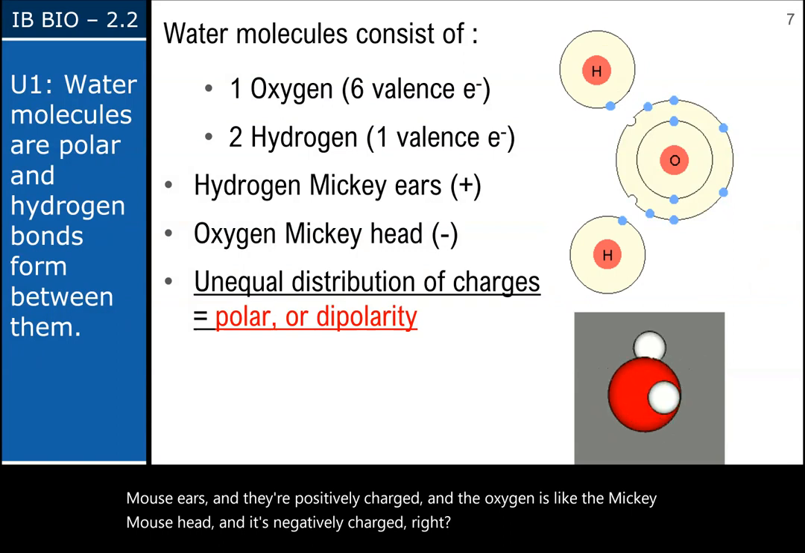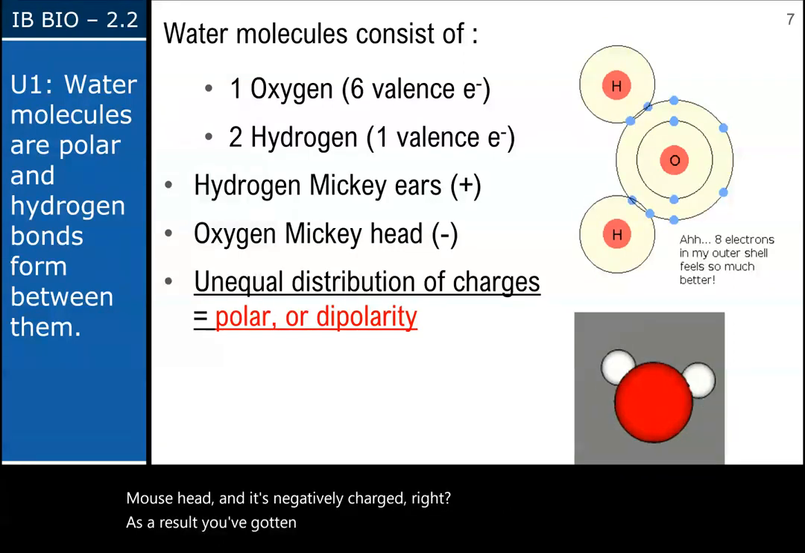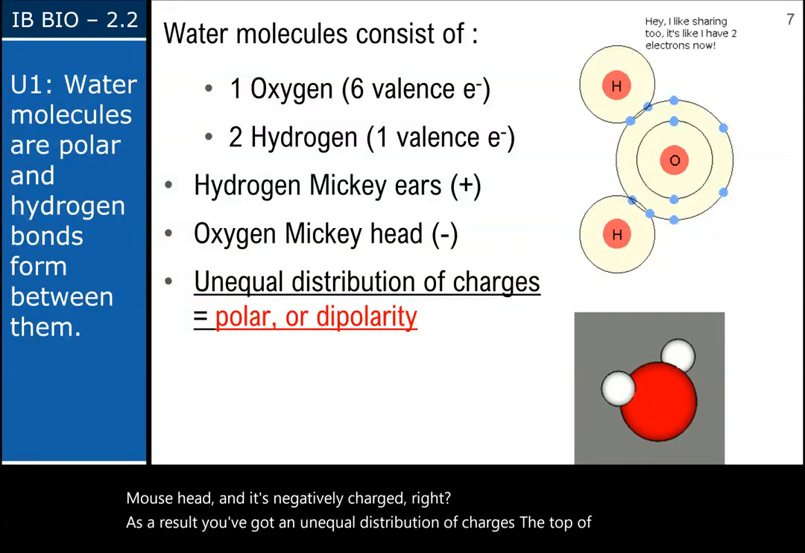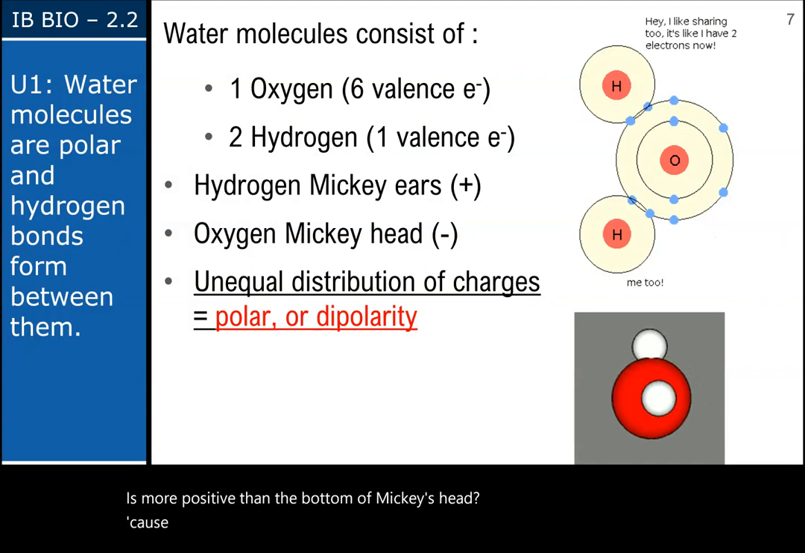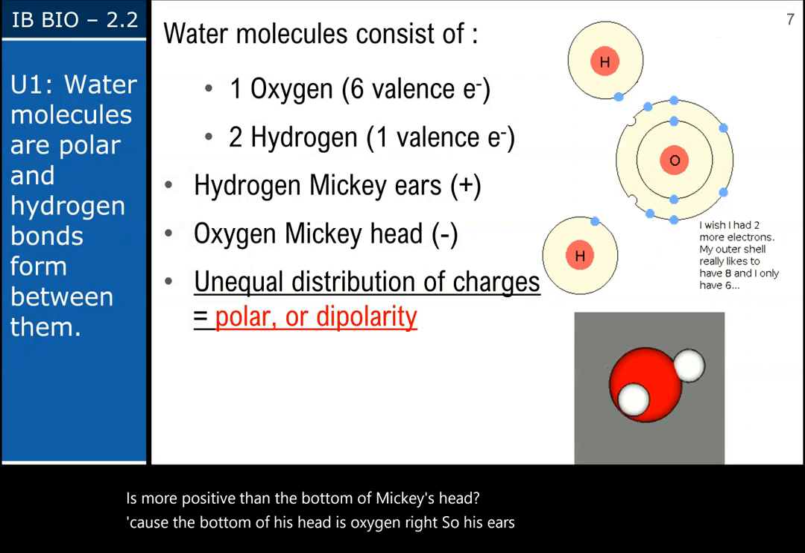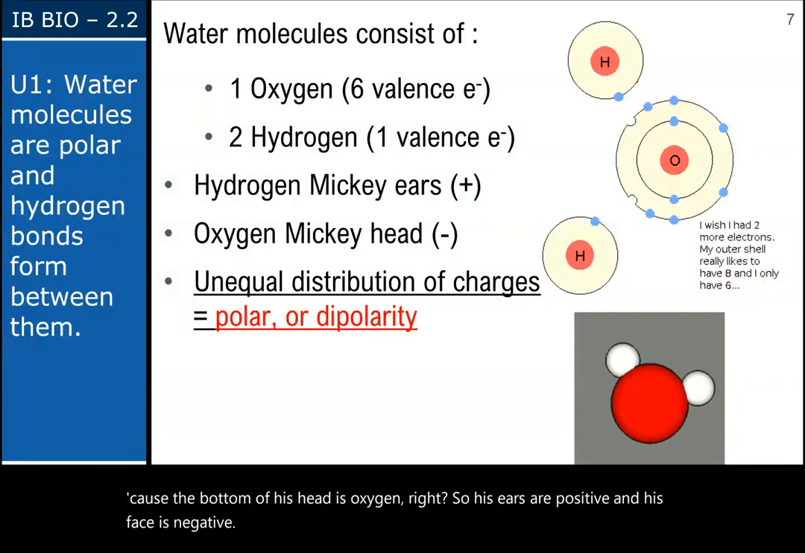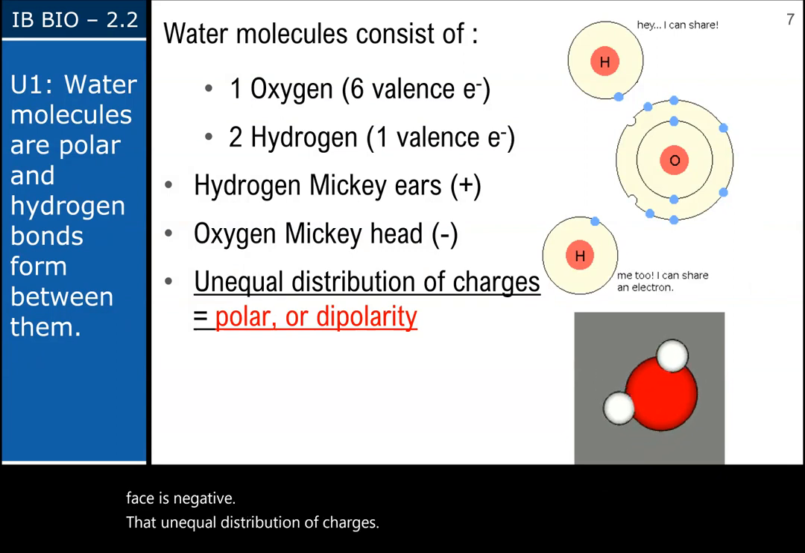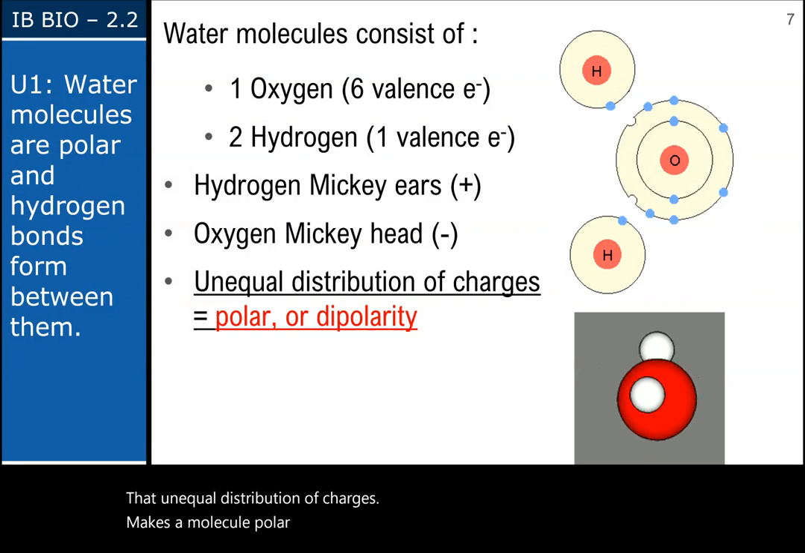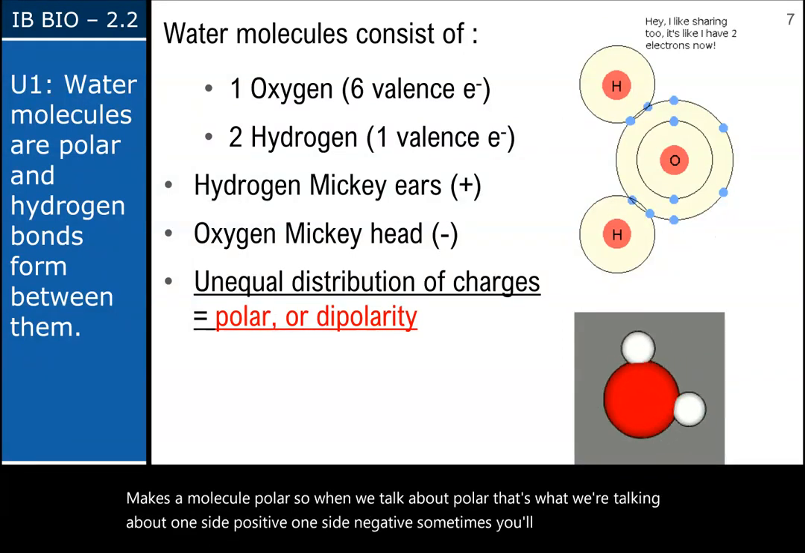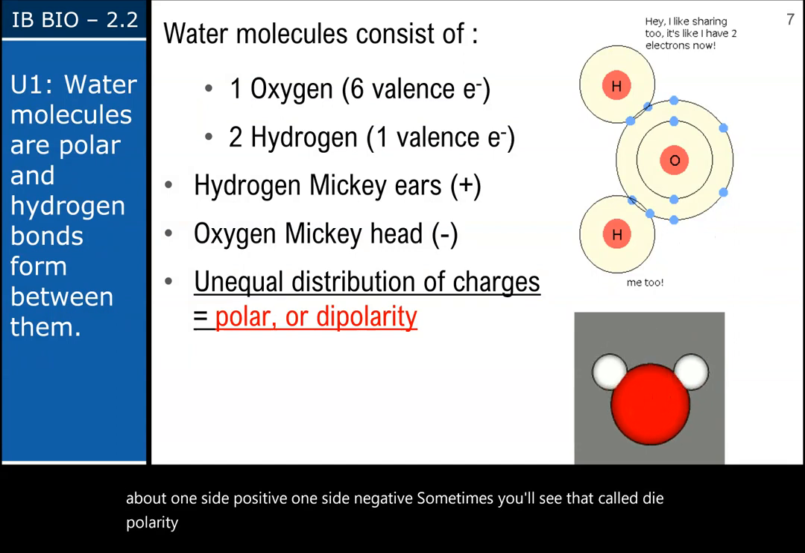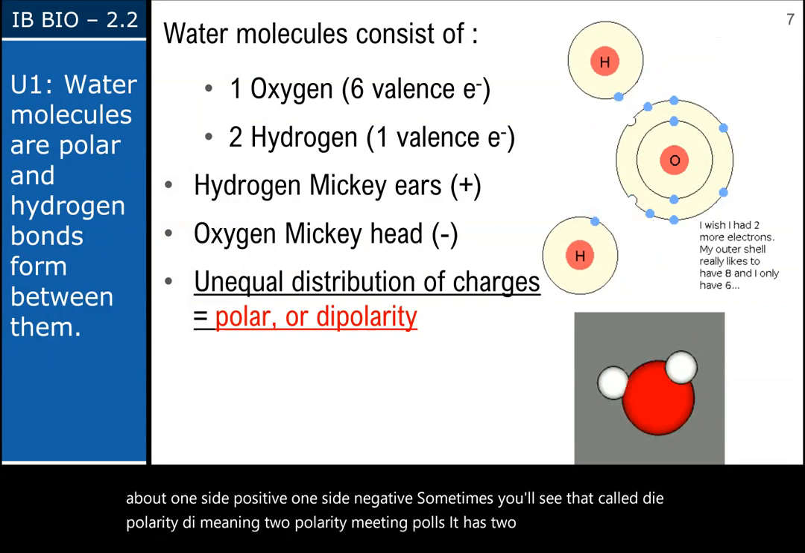As a result, you've got an unequal distribution of charges. The top of Mickey's head is more positive than the bottom of Mickey's head because the bottom of his head is oxygen, right? So his ears are positive and his face is negative. That unequal distribution of charges makes a molecule polar. So when we talk about polar, that's what we're talking about. One side positive, one side negative. Sometimes you'll see that called dipolarity. Di meaning two, polarity meaning poles. It has two poles. Not bipolar, dipolar.